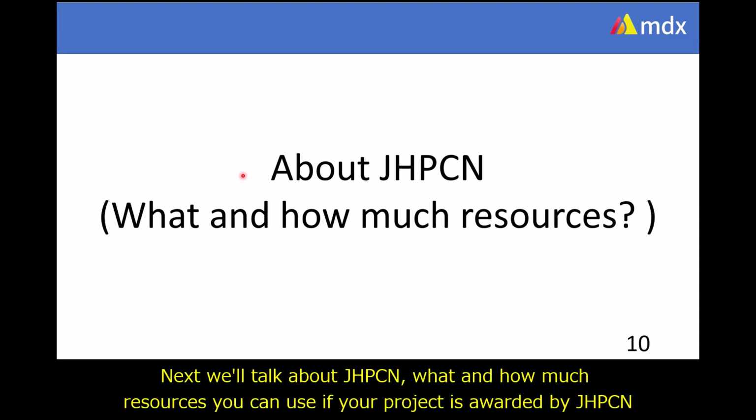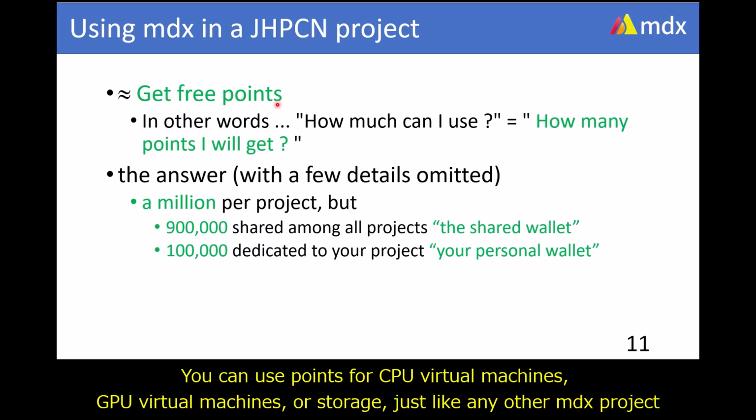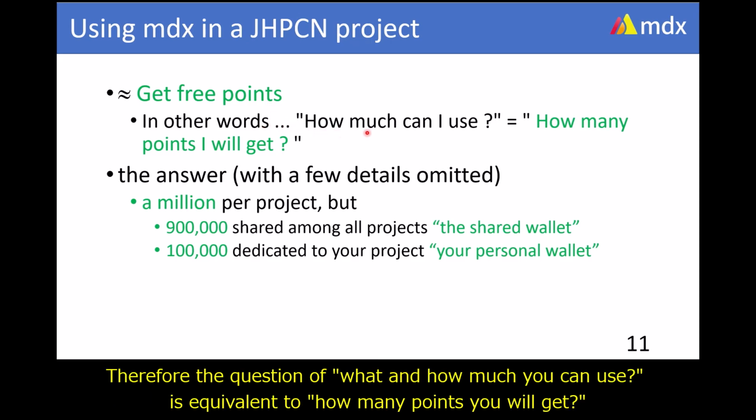Next we'll talk about JHPCN, what and how much resources you can use if your project is awarded by JHPCN. The only essential difference is that you can use it without purchasing points by yourself. You can use points for CPU virtual machines, GPU virtual machines, or storage, just like any other MDX project. Therefore the question of what and how much you can use is equivalent to how many points you will get.